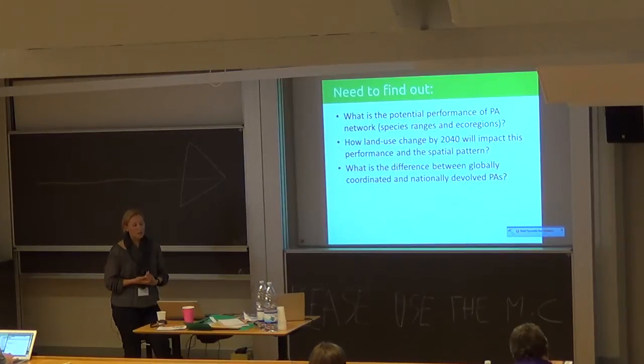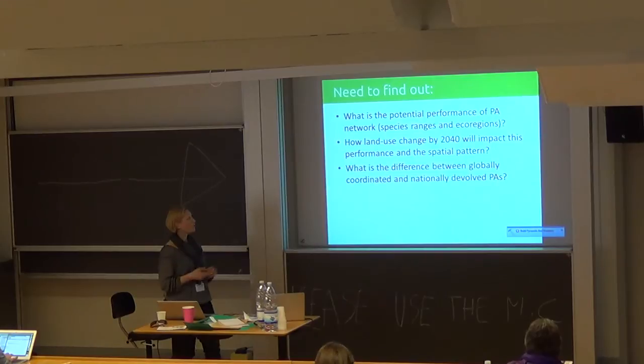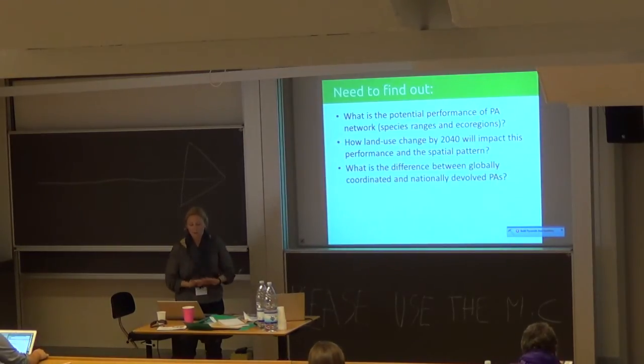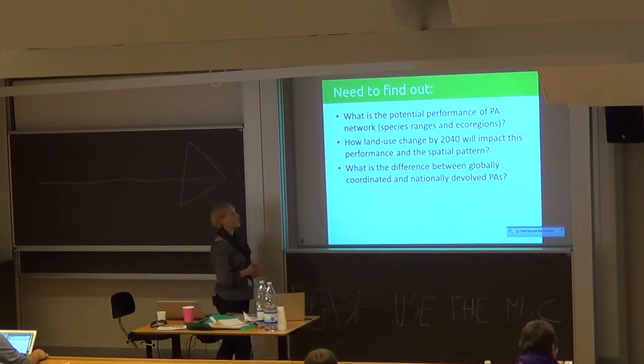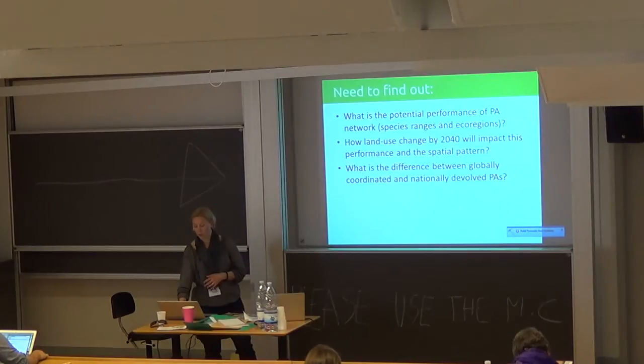So what we wanted to find out with the analysis was what is the potential of the expanded protected area network at its best, if we try to identify the best areas, so how those perform in terms of species and ecoregions, and how land use change by 2040 will change the pattern and will impact. And also what if we really do the planning and implementation at national scale in comparison to global scale, so what does it mean for biodiversity protection.